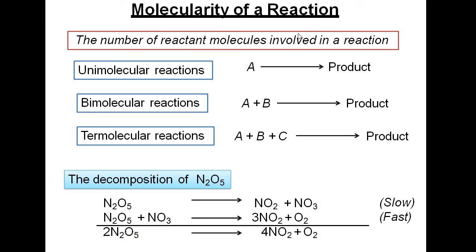Next term is molecularity of a reaction. Molecularity of a reaction is the number of reactant molecules involved in a reaction. It can be a unimolecular reaction, bimolecular reaction, or termolecular reaction. In a unimolecular reaction, only one molecule is involved. In bimolecular, two molecules are involved. In termolecular, three molecules are used in a reaction.